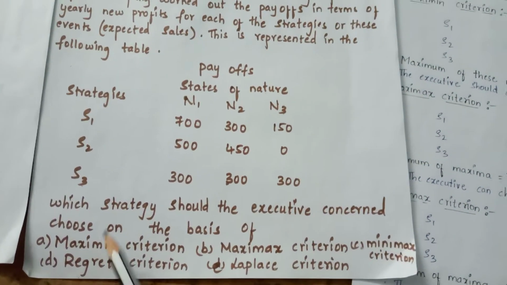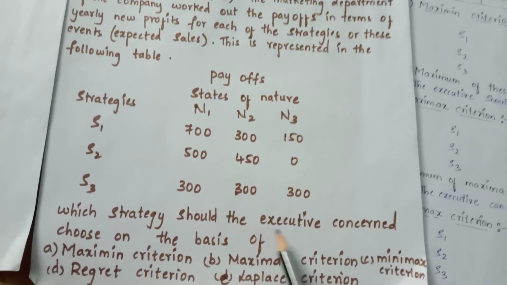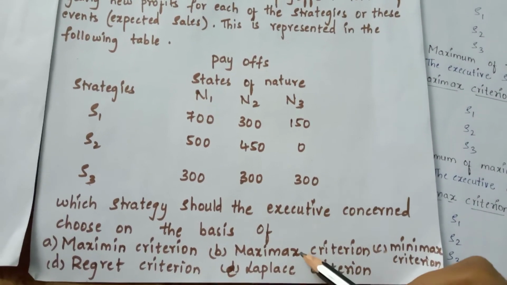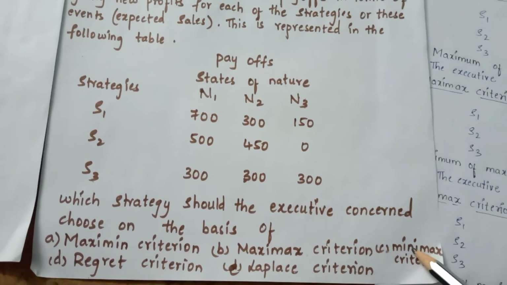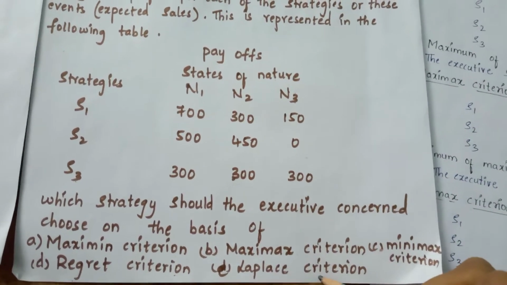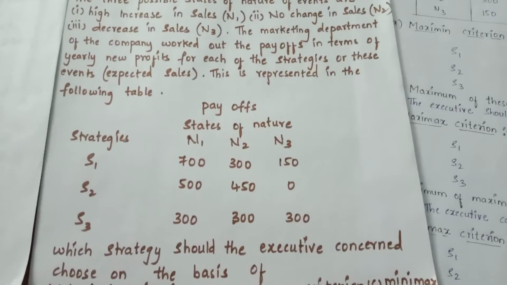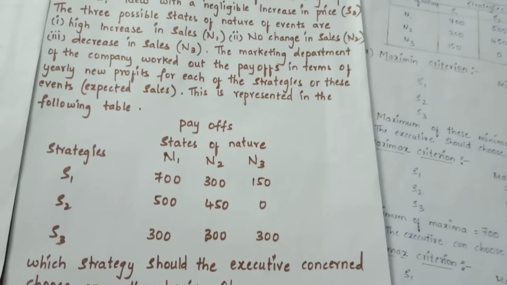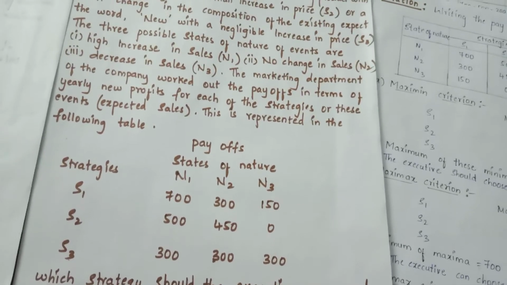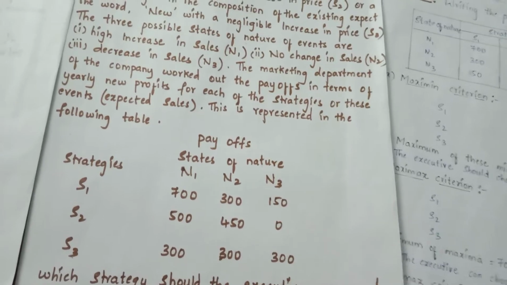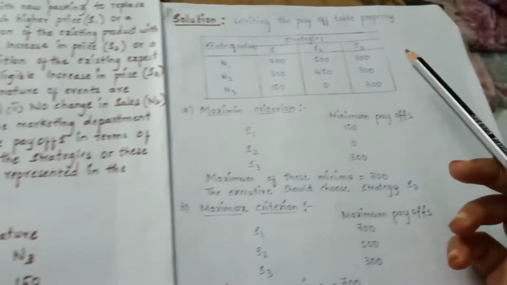What they are asking us to calculate, students, is which strategy the executive concerned should choose on the basis of the maximin criterion, Maximax criterion, Minimax criterion, Regret criterion, Laplace criterion and Hurwitz criterion. Okay, so this is the problem, students. We need to find out the best decisions by using the various methods. So students, this is the solution.